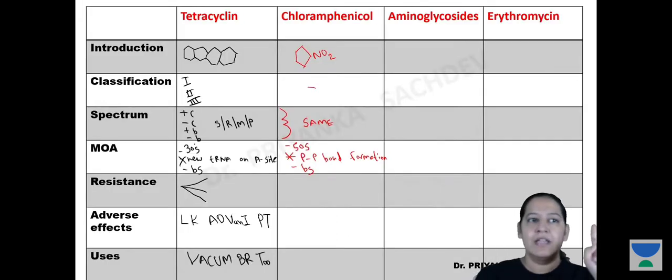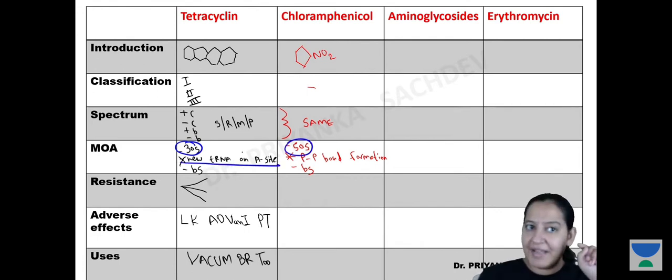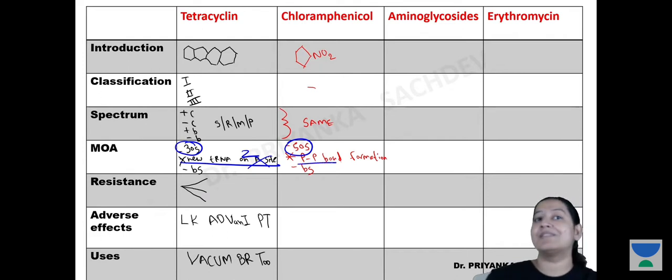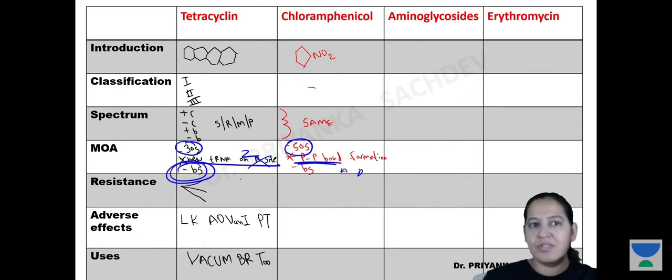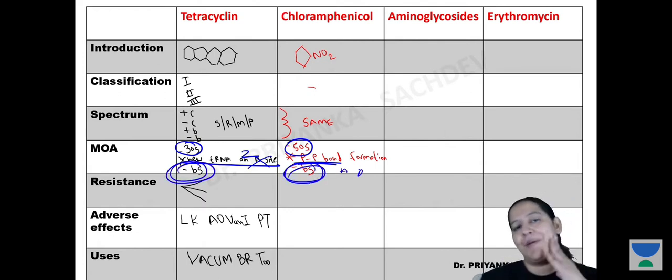So see, the tetracycline was inhibiting 30S. This is inhibiting 50S. The tetracycline was inhibiting step number 2, that is, it is acting on the A window and inhibiting the binding of new tRNA to the A window. Here, the second step is not inhibited. After that, the third step is inhibited, that is peptide bond formation between the new and the old, and shift from A to P window. And this was also bacteriostatic. Both of them are bacteriostatic. Everyone give me a thumbs up.